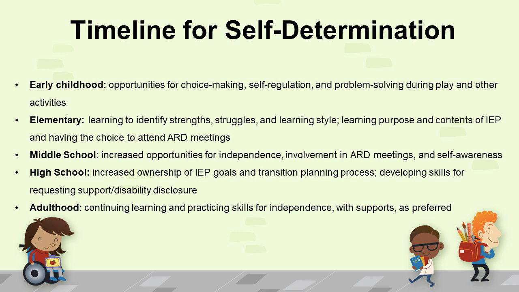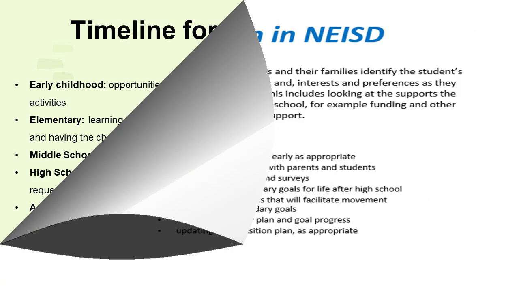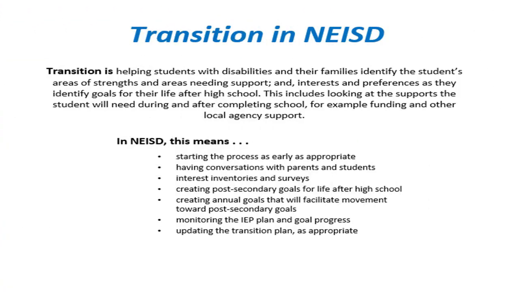The Early Childhood Foundations Model for Self-Determination is an inclusive model for children with disabilities, and it is a great resource that provides an instructional focus across the lifespan, which is critical for student success. Transition is helping students with disabilities and their families identify the student's strengths and areas of needed support and interests and preferences as they identify goals for their life after high school.